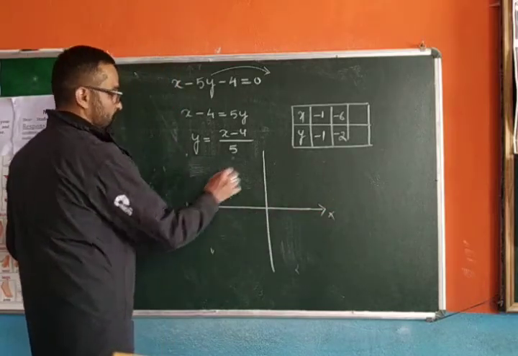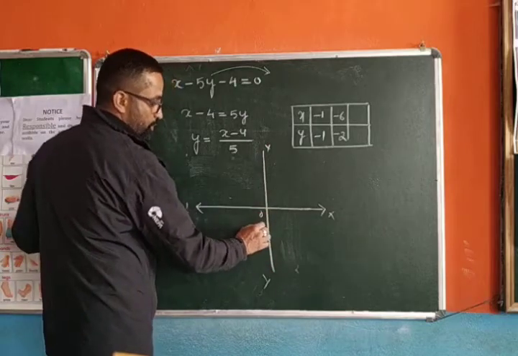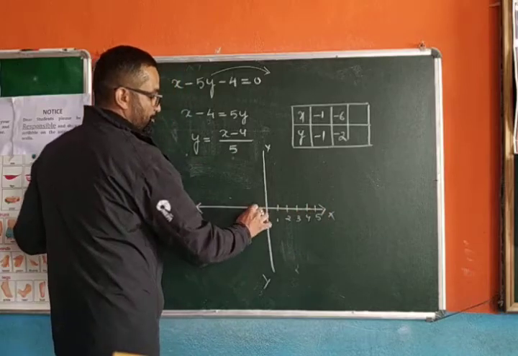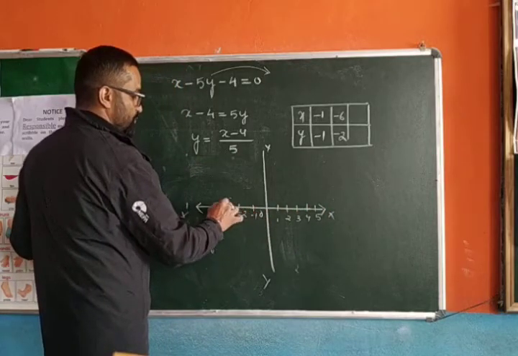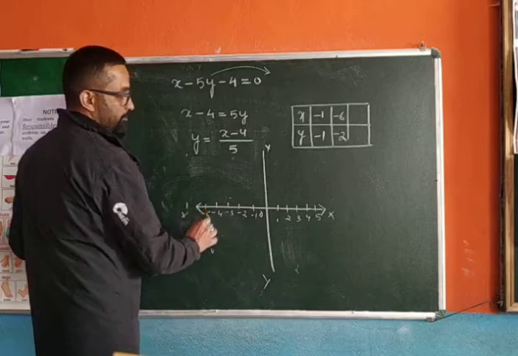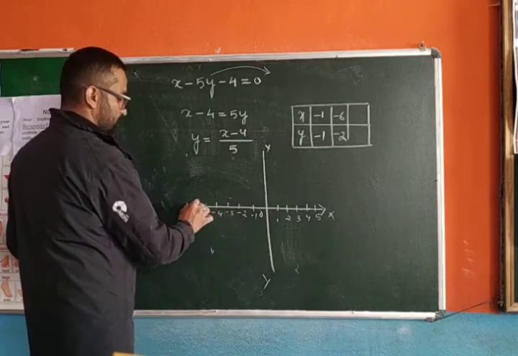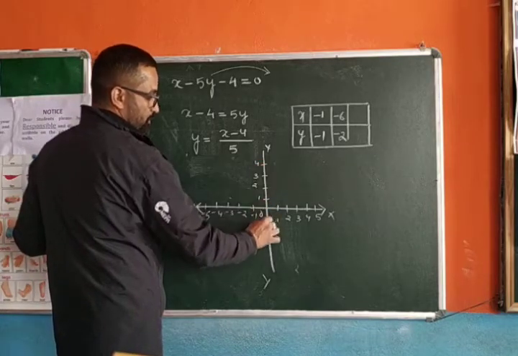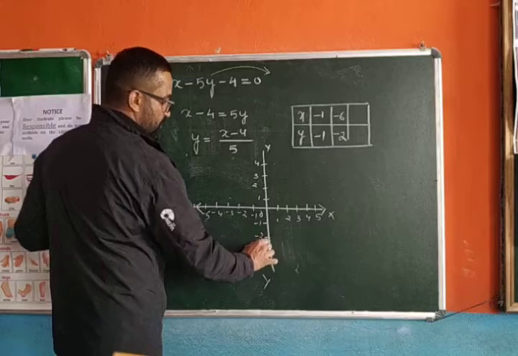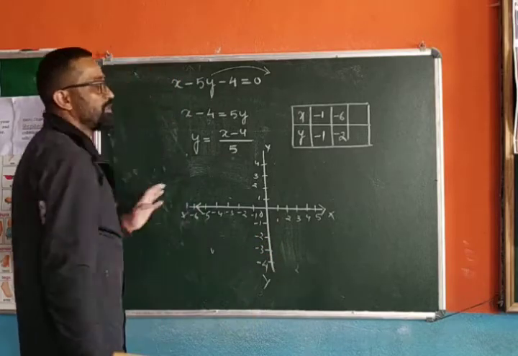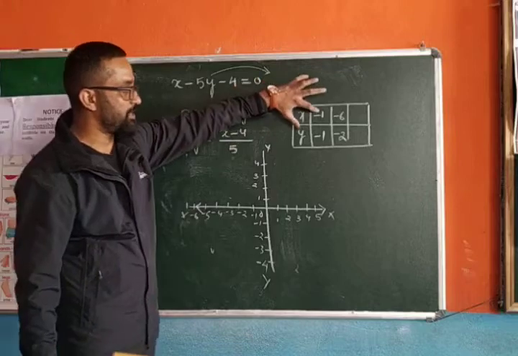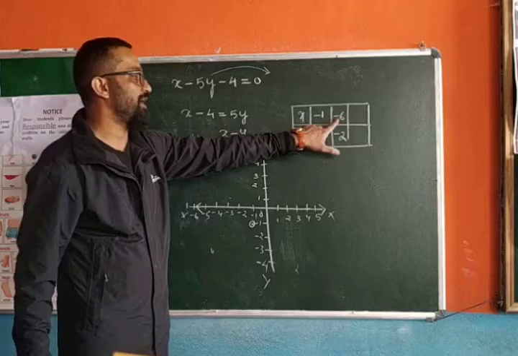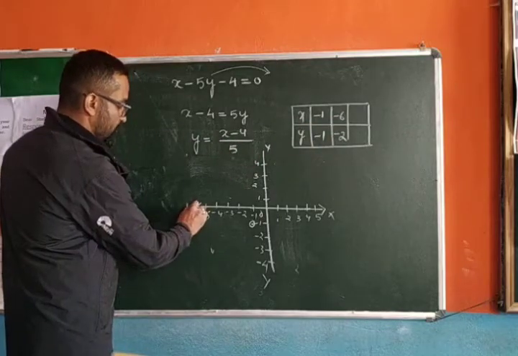X, x dash, y, y dash, origin, 1, 2, 3, 4, 5, minus 1, minus 2, minus 3, minus 4, minus 5, minus 6. Then we write 1, 2, 3, 4, minus 1, minus 2, minus 3, minus 4. Plot these values now. x is minus 1, y is minus 1; x is minus 6, y is minus 2.